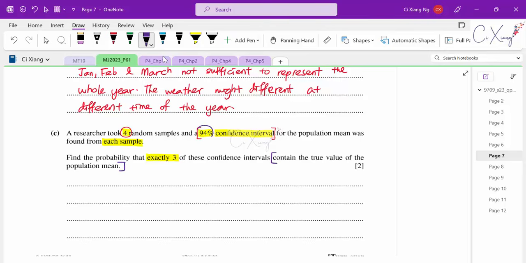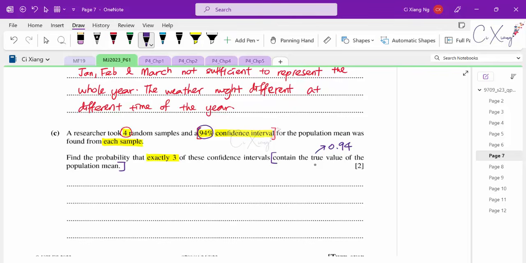When you're having 94%, it actually means that we are 94% confident that the population mean is inside the confidence interval. So when they say the confidence interval contains the true value of the population mean, it means that this has a probability of 0.94. And now they're asking, out of the 4 random samples, what is the probability that 3 of the samples have the population mean in the confidence interval. So you can see the structure of the question here. I'm having 4 samples and 3 of them something happened, right? And this is basically a binomial distribution question.